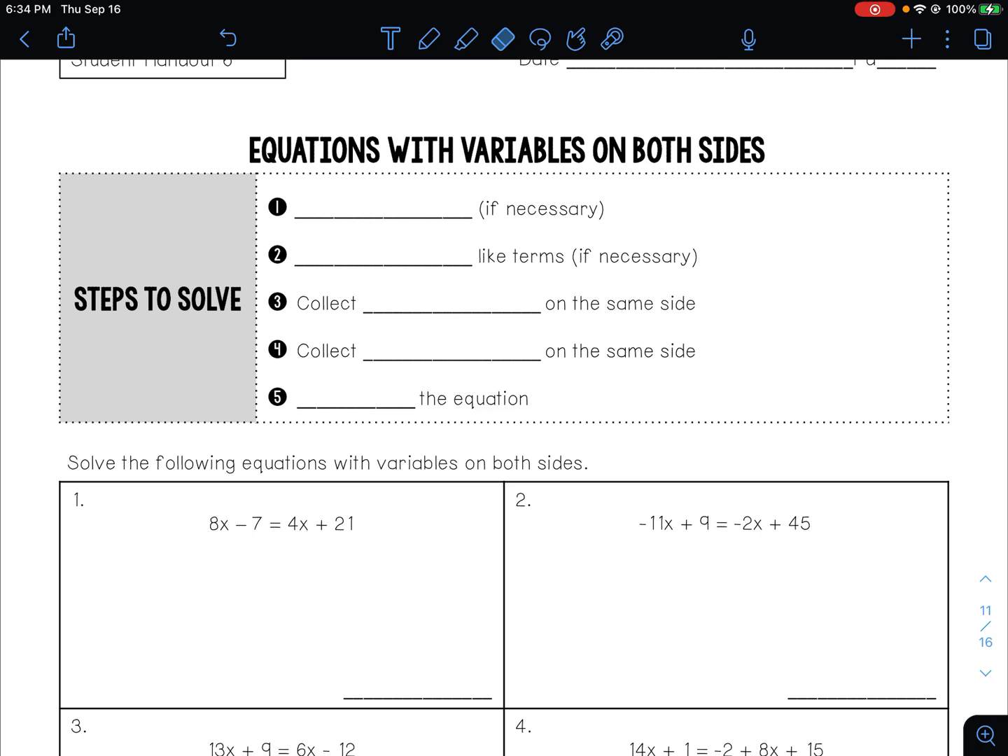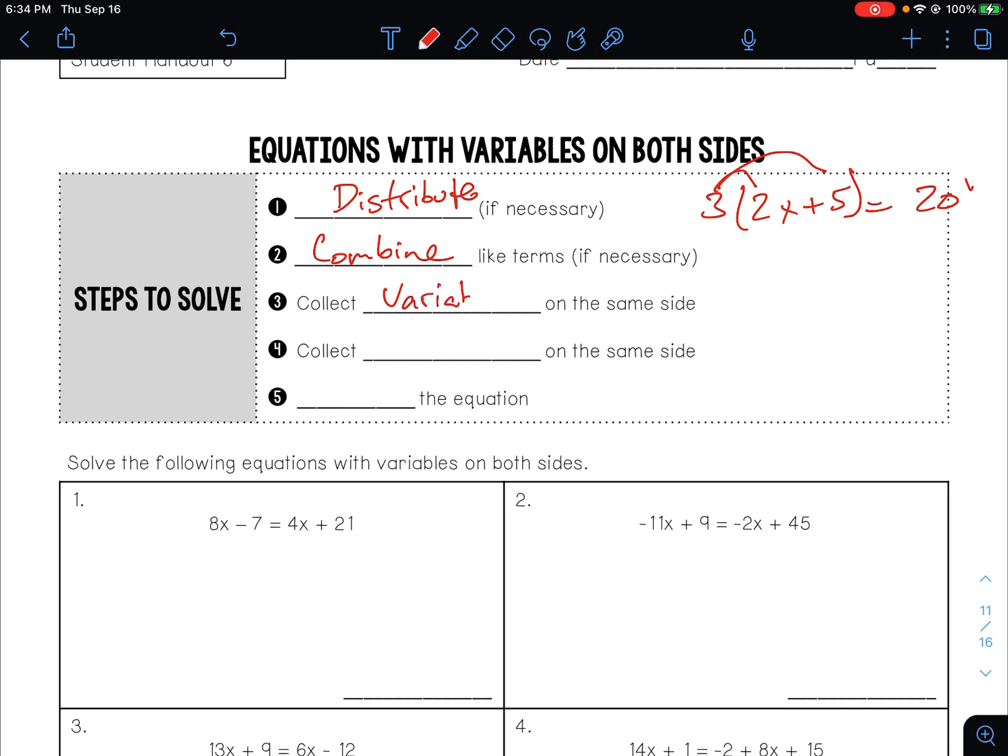Not too bad, right? So first things first, you distribute if necessary. If there's any distribution involved, distribute if necessary. And remember, distributing would be like, oh, 3 times 2x and 3 times 5. And then combine like terms, if necessary.